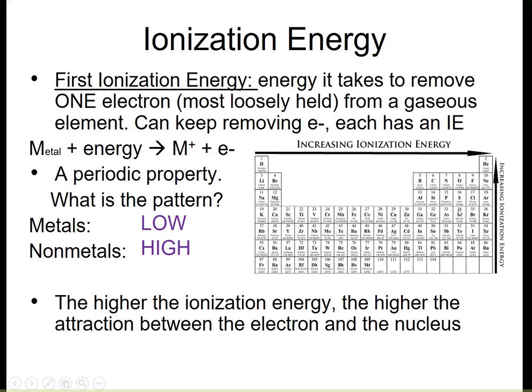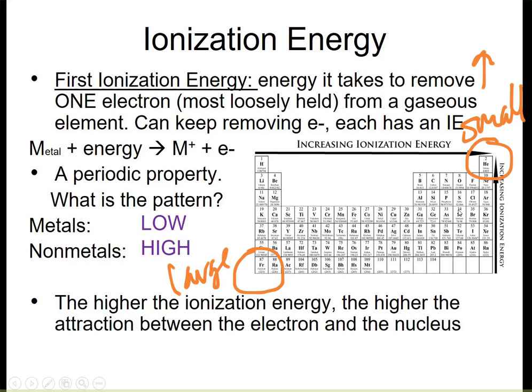We see that metals have low ionization energy and nonmetals have high ionization energy. The higher the ionization energy, the higher the attraction between the electron and the nucleus. So we're going to see that in a really, really small atom like helium, it's going to have our highest ionization energy, and a large atom like francium is going to have a very small ionization energy. So it's opposite. So again, high ionization energy with helium and a very low ionization energy with francium.